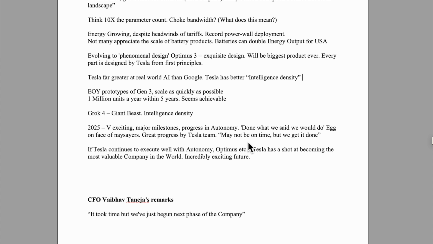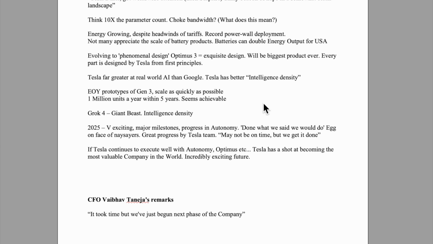Now, by the end of the year, prototypes of Optimus Generation 3 will be revealed and will scale as quickly as possible. Elon sounded extremely excited about this. 1 million units a year within 5 years certainly seems achievable. And this is where things get proper weird, isn't it? Okay, let's quickly move on before I digress.